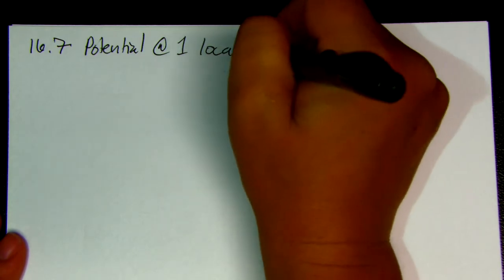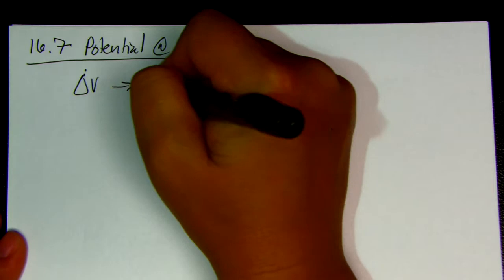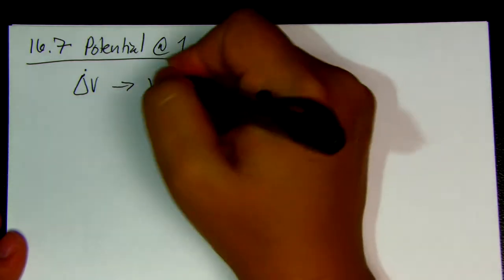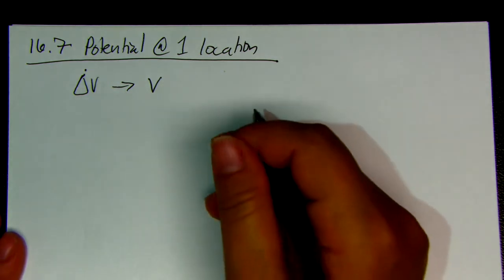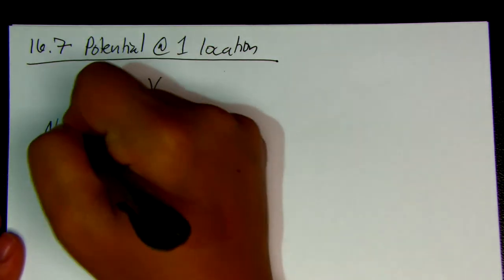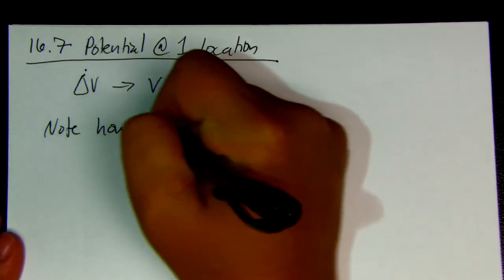So moving along in chapter 16 into 16.7, the potential at one location. So we've talked about delta V. Now we're going to talk about just V, which would be the potential in one location. So just make sure that you note how a problem is written.